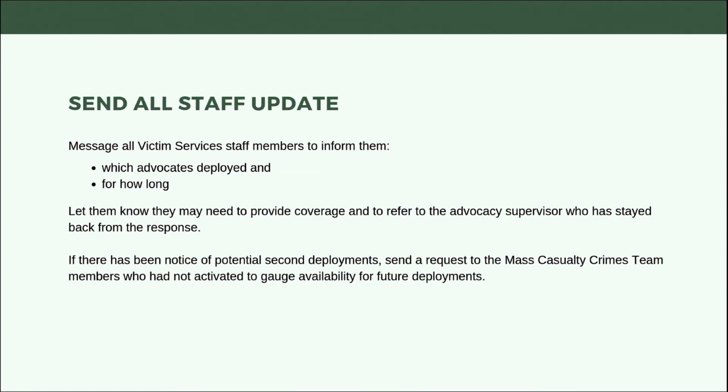After receiving all of the information regarding the deployment, message all of the victim services staff members of which advocates are deploying and for how long. Let them know that they may need to provide coverage and refer to the advocacy supervisors who have stayed back from the response. Additionally, if there has been a notice of a second potential deployment from the activating partners, send a request to the remaining mass casualty crimes team members who have not been activated for the first deployment in order to gauge the availability for the coming hours and days.